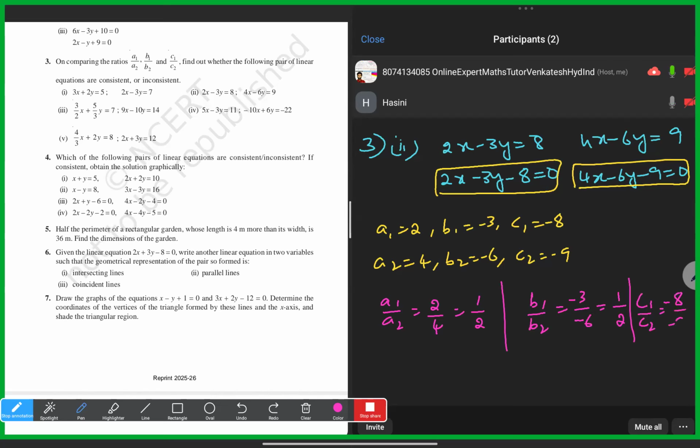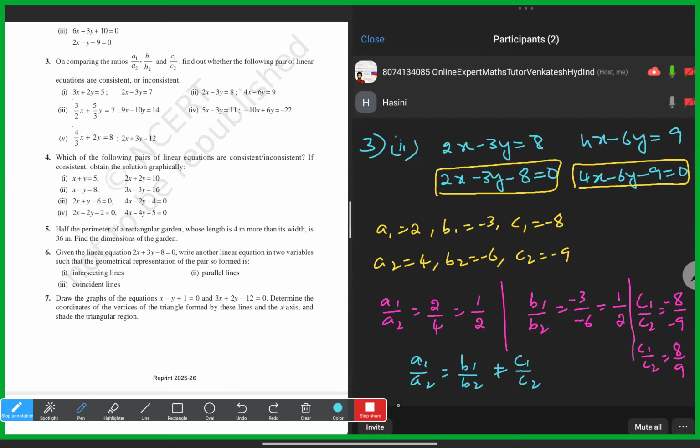Because the first two are equal, I'm checking C1 by C2. Otherwise I would not have checked it. Okay, so now by observation we can see A1 by A2 is equal to B1 by B2, 1 by 2, but not equal to C1 by C2, 8 by 9. So A1 by A2 equals B1 by B2 and is not equal to C1 by C2.